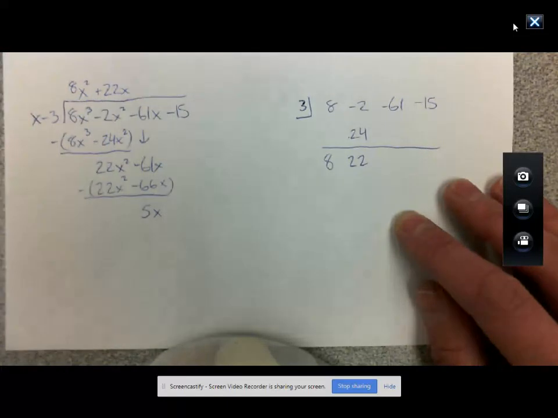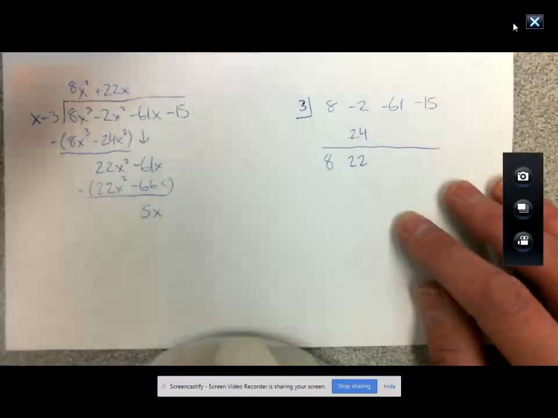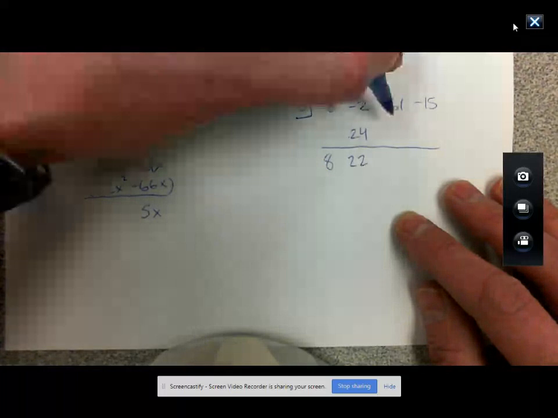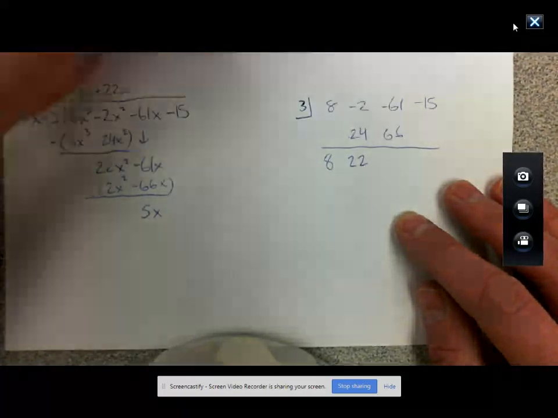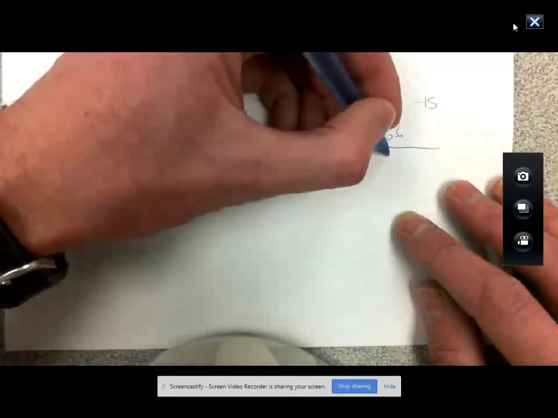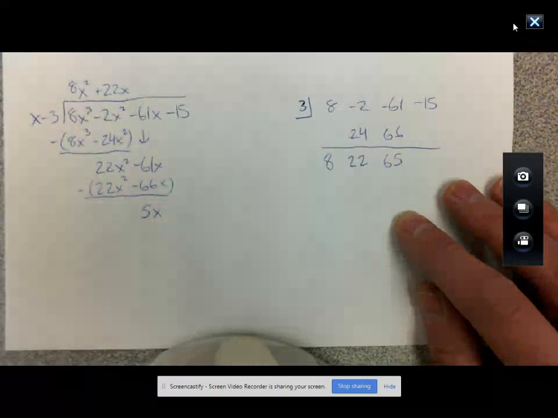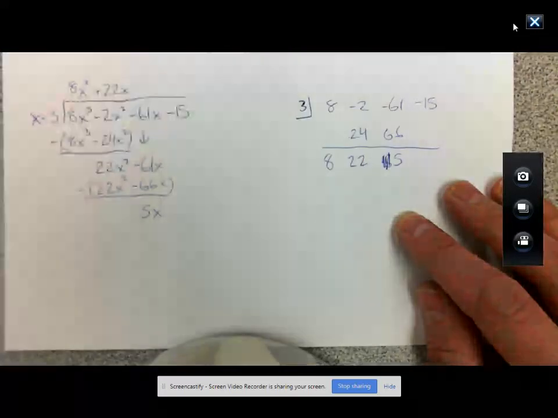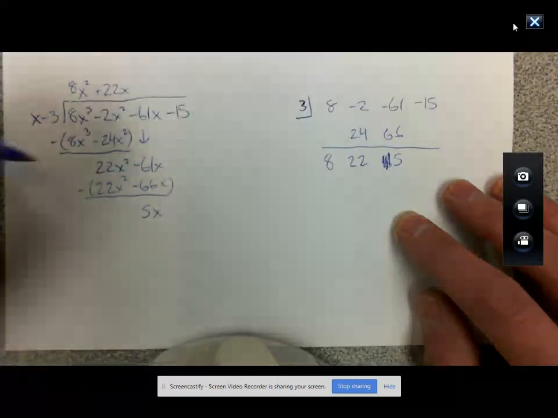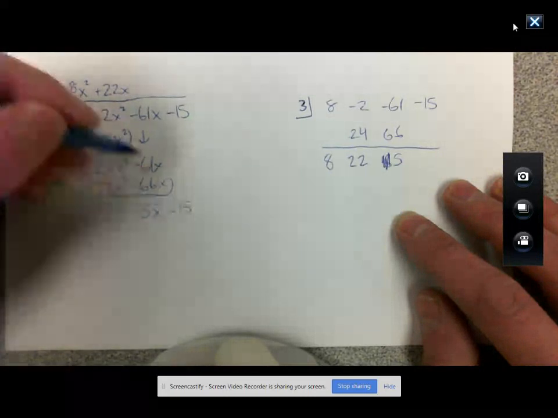Let's move back over here. Let's see if we get a 5 out of this. So 3 times 22, 66. Negative 61 plus 66 is 65, sure enough. Oops, I'm sorry, not 65. 5, sure enough. Last step, I bring the minus 15 down.